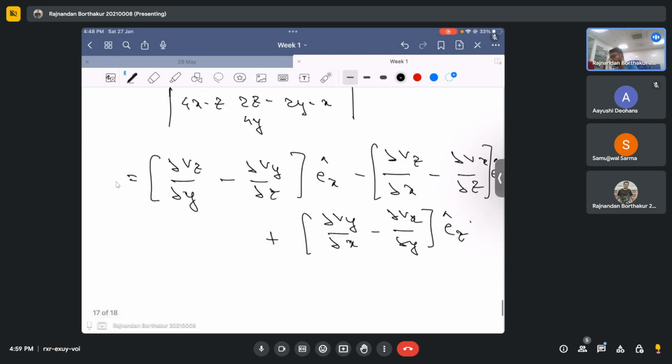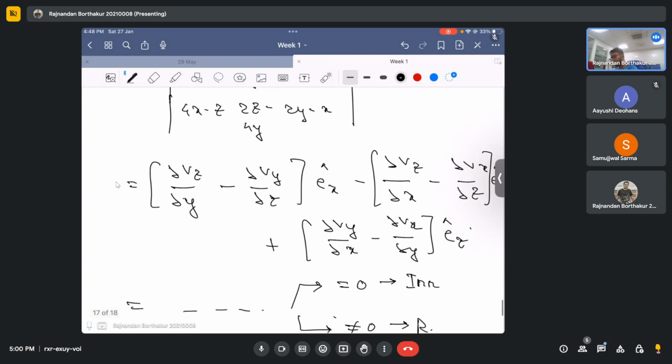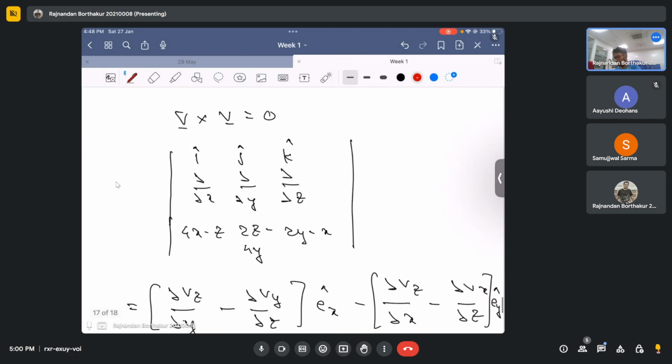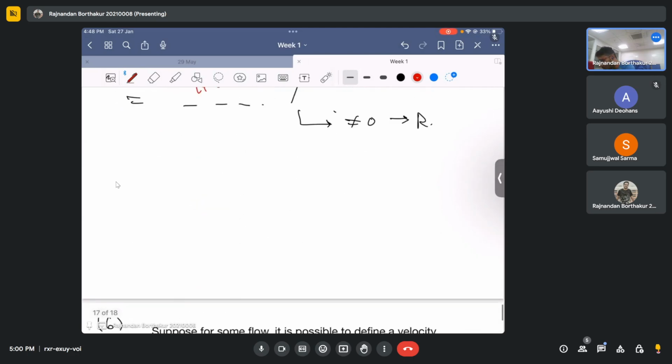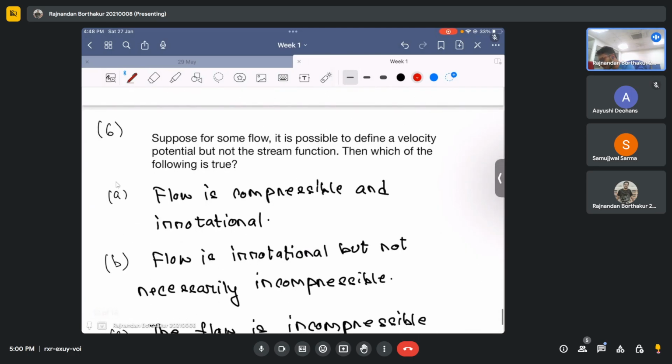Just evaluate this. I will not do that now because the maths is very trivial. If this is equal to 0, then it is irrotational, and if it is not equal to 0, of course, then this is a rotational flow that we will consider. You can do it at home. Okay, so I think that's it. This is clear.